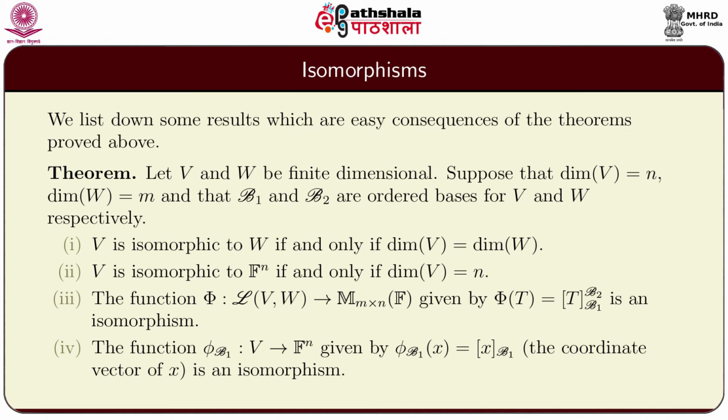Proving these statements essentially uses the theorems we have proved. You can see that statement 2 follows from statement 1, because if we take W to be F to the power n, then the dimension of W is the dimension of F to the power n, and we know that that is n because E1, E2, ..., En is the standard basis. The other statements can be verified easily.